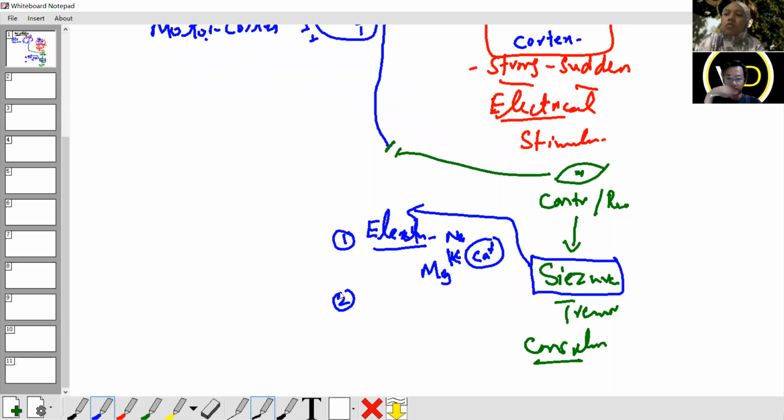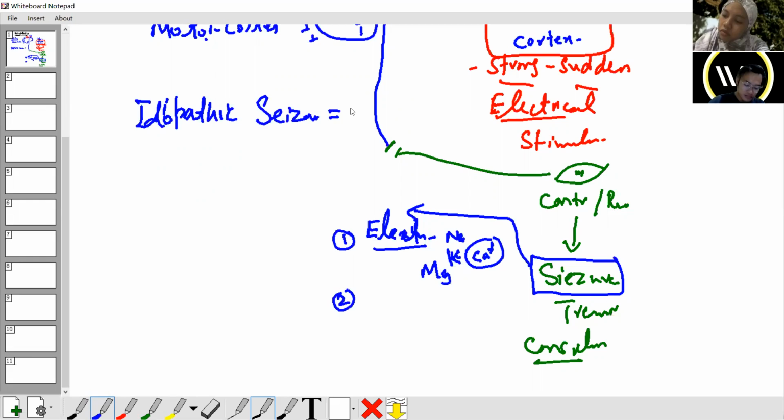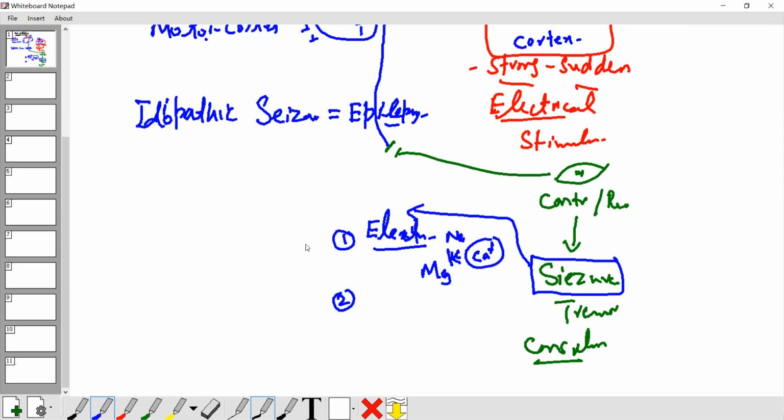Another issue: if we have a cause for the seizure, for example the patient having tremor, that's known as seizure. If there is no cause, then it is epilepsy. Understand? Idiopathic seizure is known as epilepsy. So now I think it's a better definition. Idiopathic seizure is equal to epilepsy.